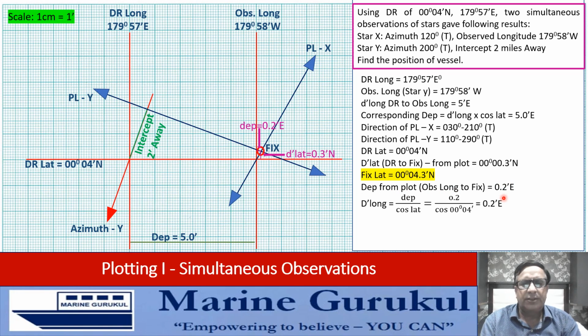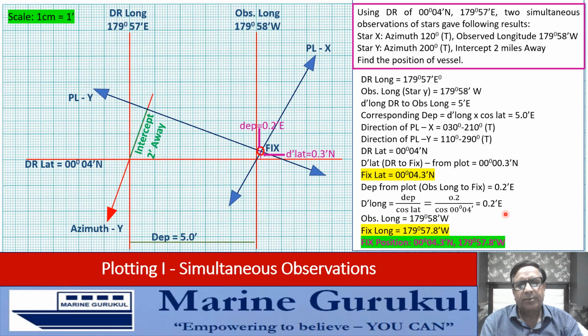We convert this into D long, and being almost at the equator, they are both equal. We apply this D long to the observed long, which is 179 degrees 58 minutes west, and we get the fix long as 179 degrees 57.8 minutes west. So the coordinates of the fix out here are 00 degrees 04.3 minutes north, 179 degrees 57.8 minutes west.